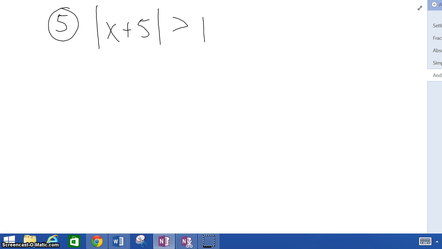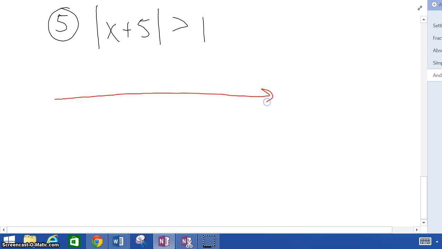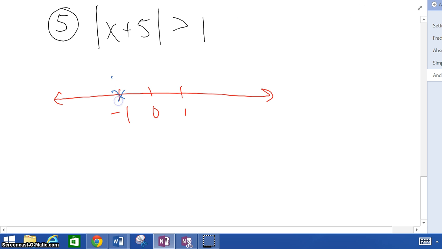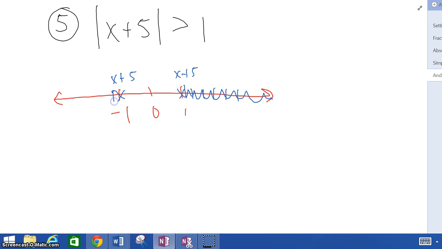Number 5, last one. Here, the absolute value of x plus 5 is larger than 1. So we're at 1 and negative 1. This right here is where the x plus 5 is. We want the x plus 5 to be bigger than 1, more than 1 unit away from 0. So we're looking for the number 2, 3, 4, 5, 6, so on. We're looking for the number negative 2, negative 3, negative 4, negative 5. That is where the x plus 5 can be.